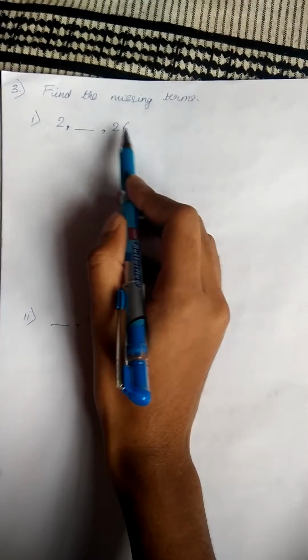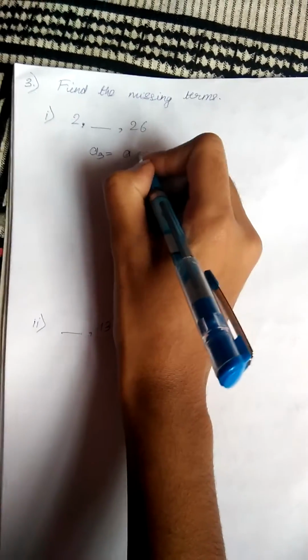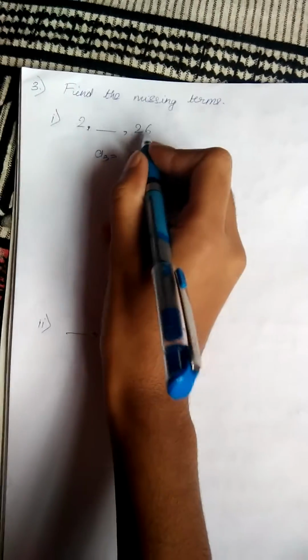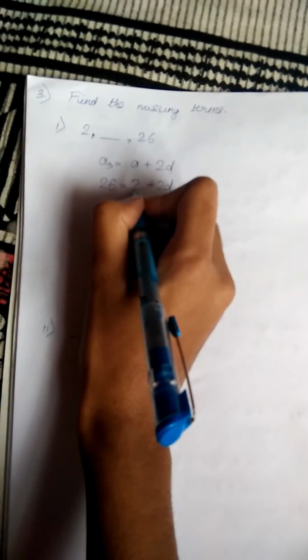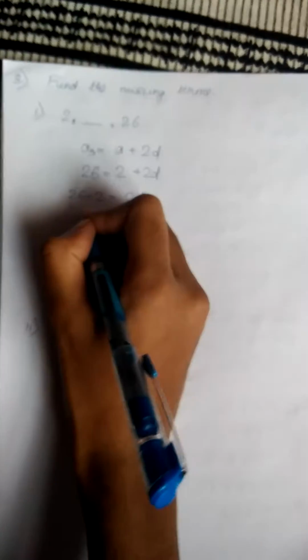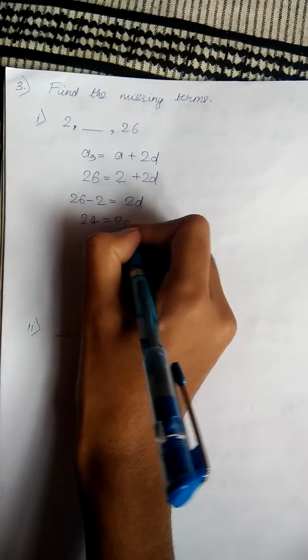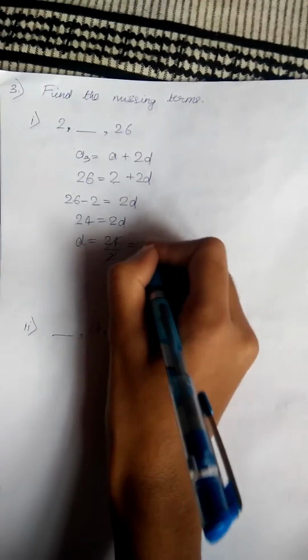In the first question, the first term and the third term are given. We have to find the second term. The third term can be written as a3 equals a plus 2d. So I know the a3 value is 26 and a is 2, plus 2d. Let's take 2 to the left hand side. 26 minus 2 equals 2d. 24 equals 2d. d equals 24 by 2, that is 12.